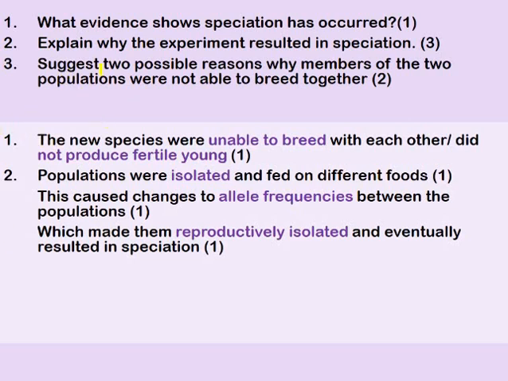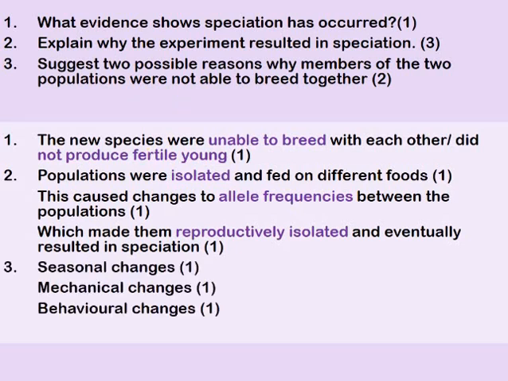Final question: suggest two possible reasons why members of the two populations were not able to breed together. And if you mentioned any one of those, you would have gotten a mark. So seasonal changes, they may be breeding during different times. It could be mechanical changes, so they're physically not able to breed together anymore. It could be behavioral changes, so maybe their courtship behaviors have now changed.